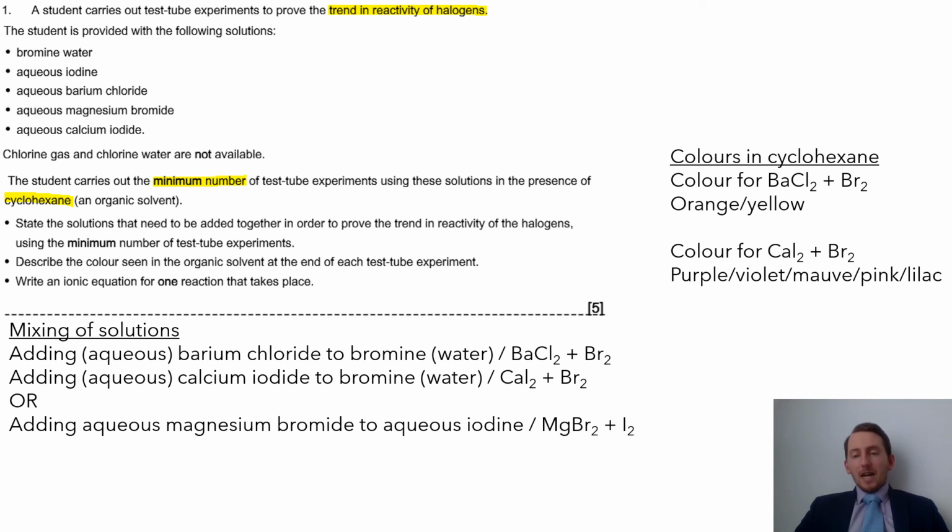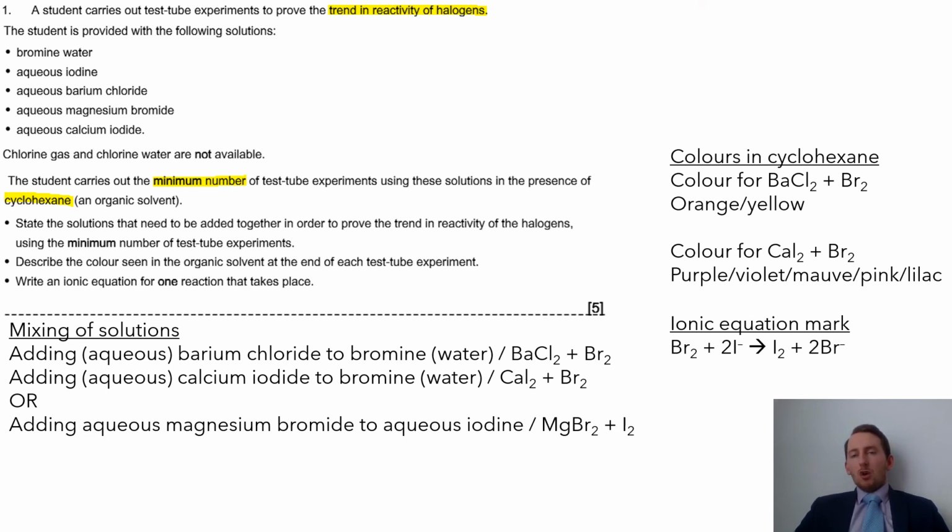And then finally, we need an ionic equation. The one equation that does actually complete the ones that we have here is going to be bromine plus iodide ions, giving us iodine plus Br2 minus. That is an ionic equation for one of our particular reactions.